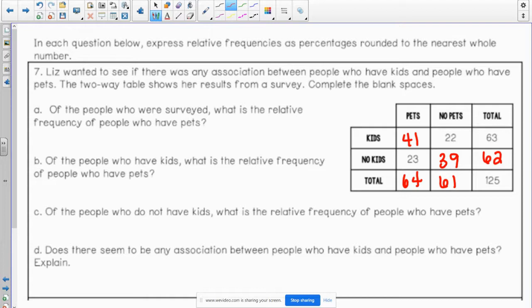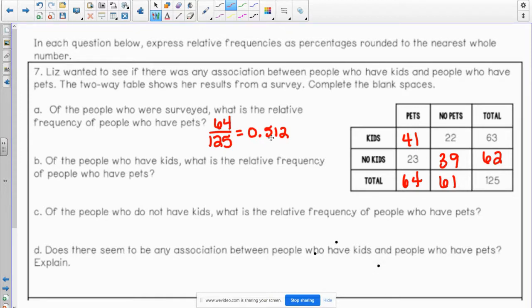So remember, frequency on top and then total on the bottom. So frequency of people who have pets. So pets is a column here. So frequency is 64 people. The total, and you're going to have to go the big total this time because you're doing all of pets. So out of 125 people that were surveyed, so you're going to divide, and let me check my math here, 64 divided by 125 is 0.512, so 512 thousandths.